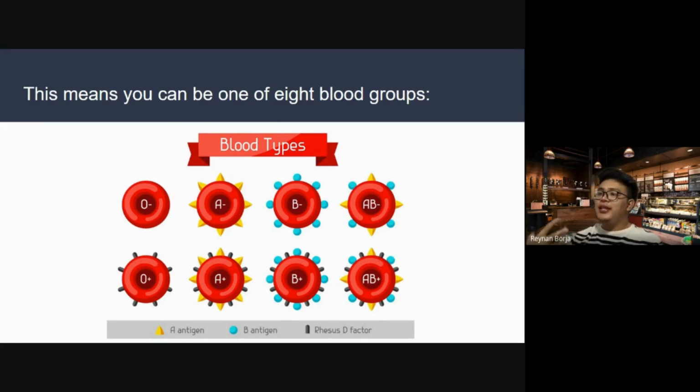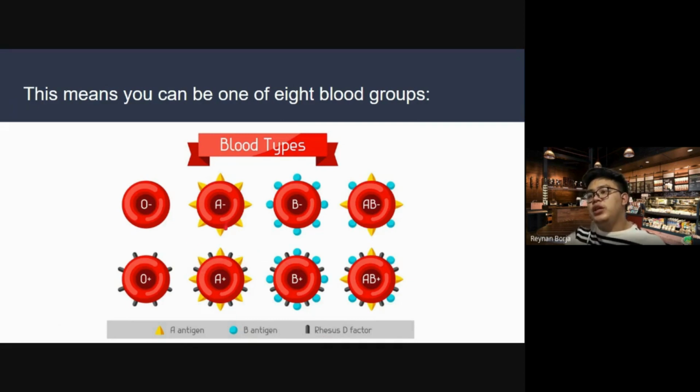Okay? So dito sa diagram na to, sa picture na to, we have your siyempre RBC yung red, di ba? Yung may center pallor, yung concave na yan. So RBCs yan. So meron ditong legend, kapag color yellow na triangle, it is A antigen. Kapag blue naman, na bilog, it's B antigen. Kapag gray, the rhesus D factor, which is your RHD antigen.